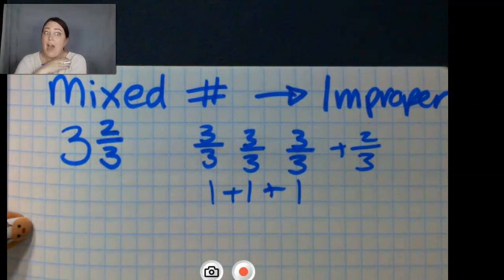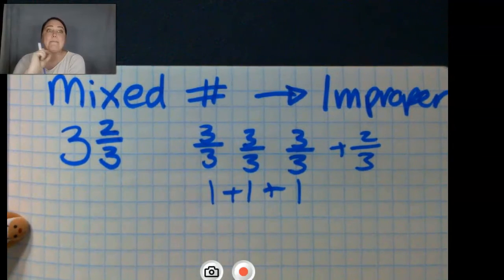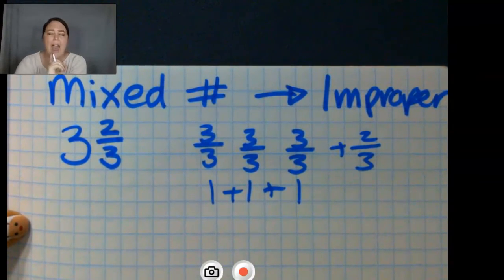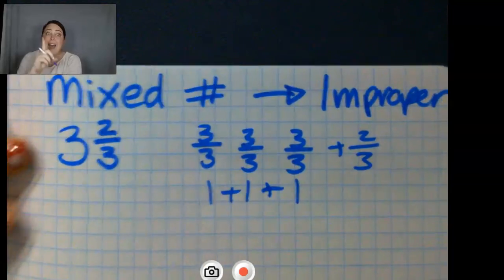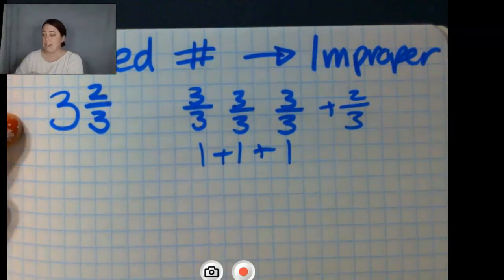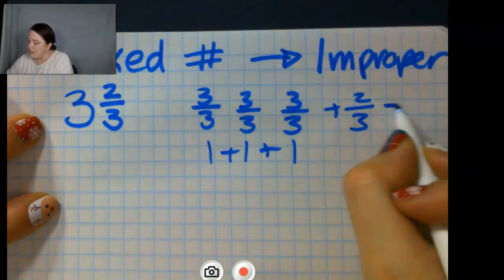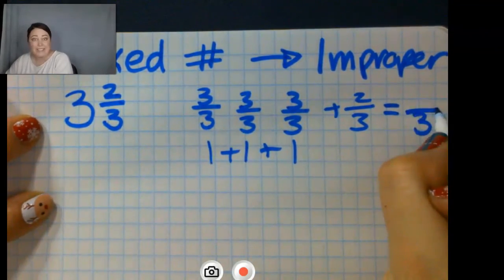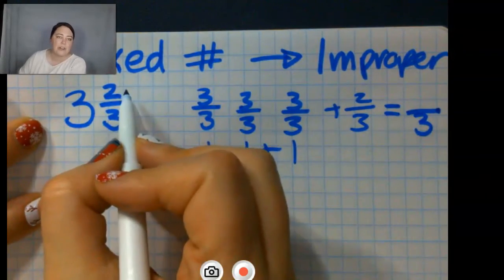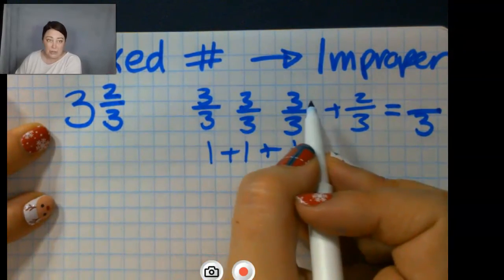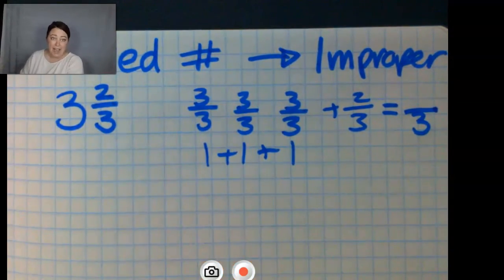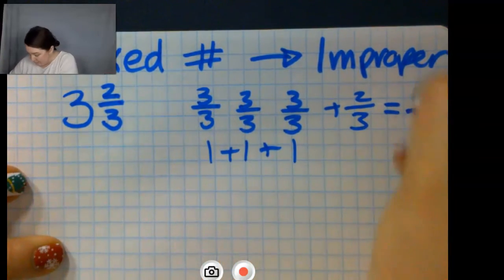We never ever ever add or subtract denominators. Multiply, divide, sure. Add or subtract, never, never, ever add or subtract denominators. So my denominator stays the same, three. Now I add up all my numerators. Well, I had three plus three plus three, or nine, 10, 11.